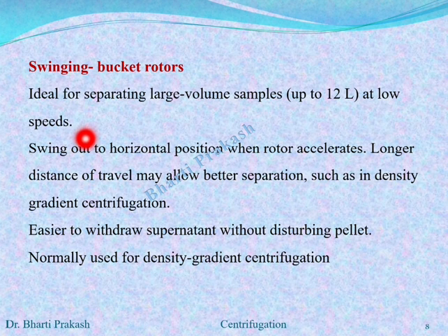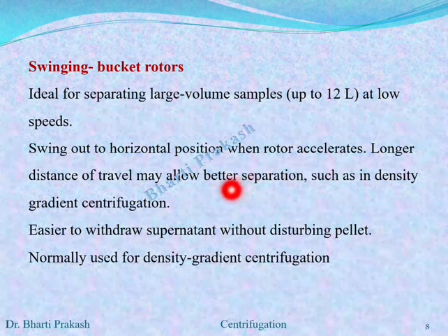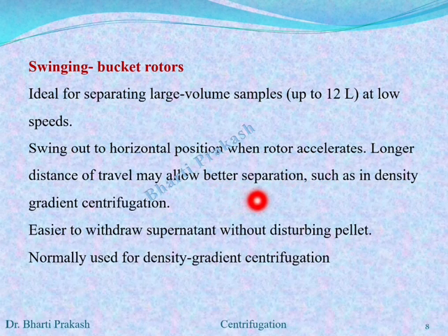Even in the swinging bucket rotors, the particles strike the walls of the tube and they slide down, which is the wall effect. These rotors too suffer from wall effects. They swing out to the horizontal position when the rotor accelerates. The longer distance of travel may allow better separation, such as in density gradient centrifugation. These rotors are used for density gradient centrifugation, and the density gradient can cushion and lessen the wall effects.